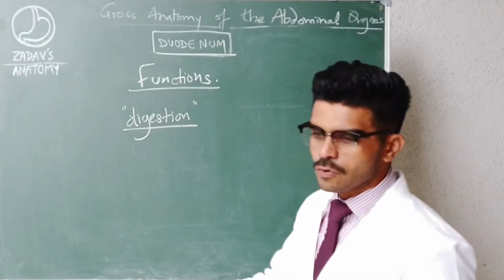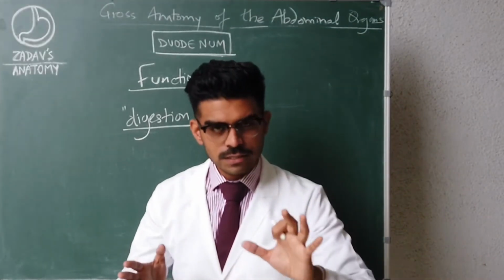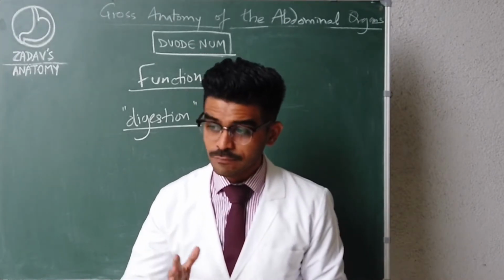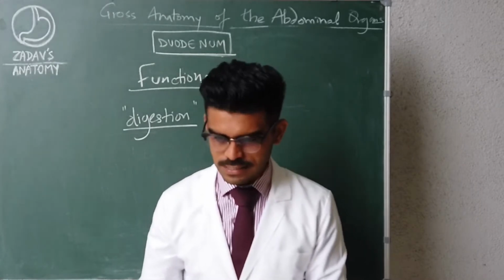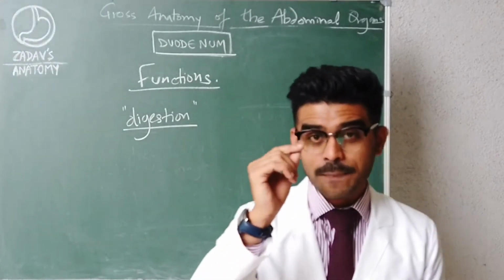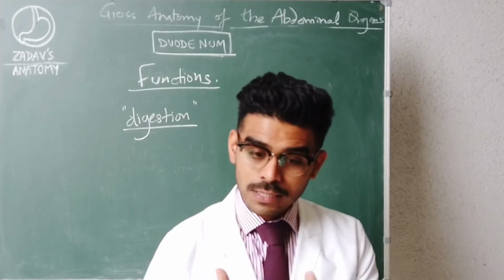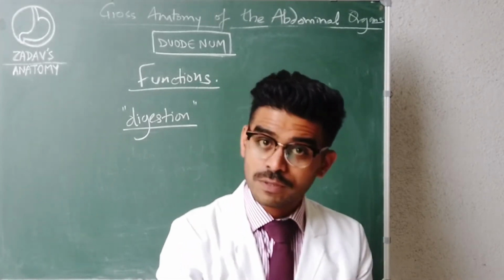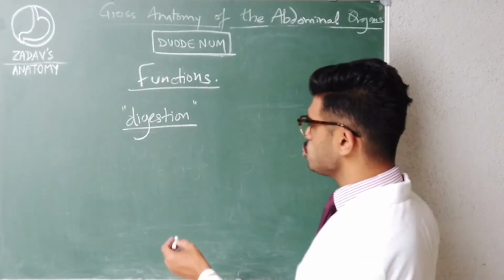Now functions, you already know, is digestion. Essentially that is the breaking of complex bonds into simpler ones, and it, like I said, begins in the stomach, but by the time we reach the duodenum, some serious digestion is going to take place. What do I mean by serious digestion? It means that the pancreatic enzymes are now going to act on the chyme that is being transported from the pyloric end to the duodenum.